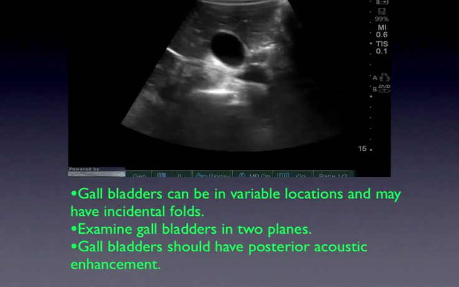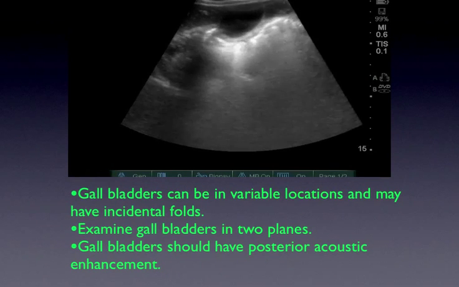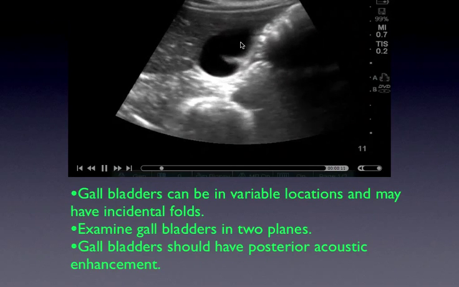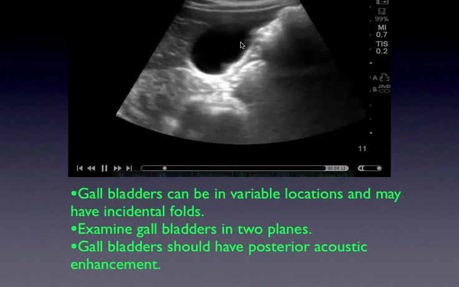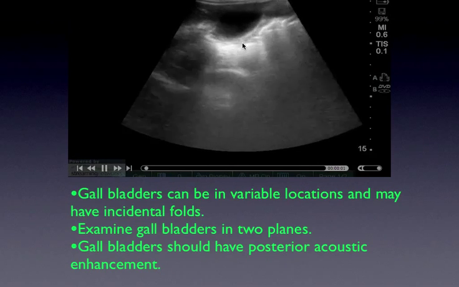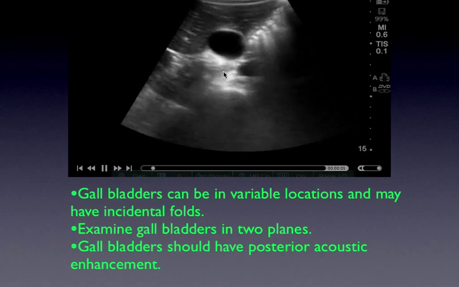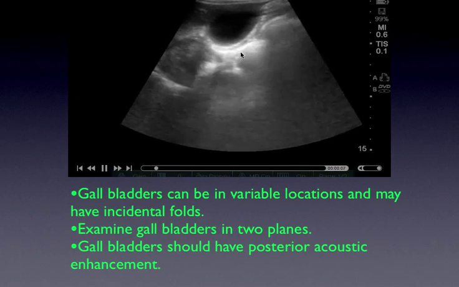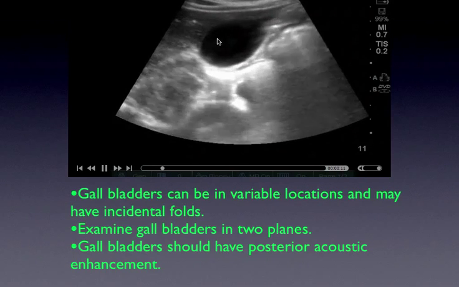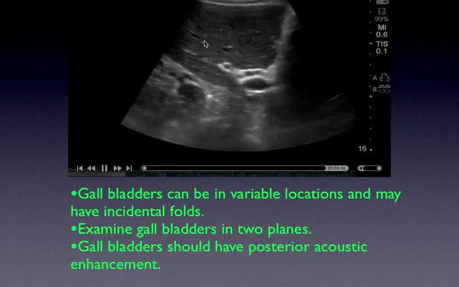So a few points. Gallbladders can be in variable locations, and they may have incidental folds, as this one does. We illustrated this before. Examine the gallbladder in more than one plane. So you want to have a transverse and a longitudinal plane. And gallbladders typically have posterior acoustic enhancement over here, which makes it difficult to measure the posterior wall, and that's why when we measure the wall thickness, we go to the anterior wall, which again would be difficult in this particular view because we don't see it very well.